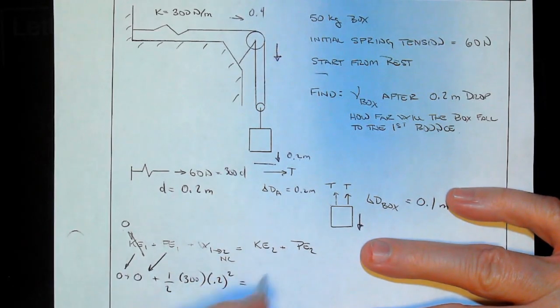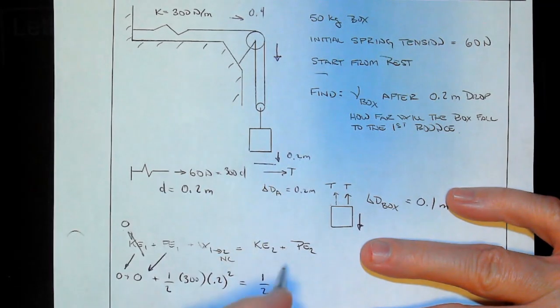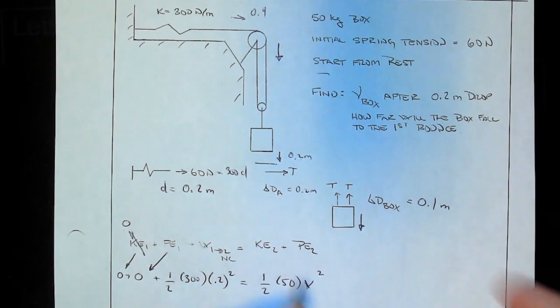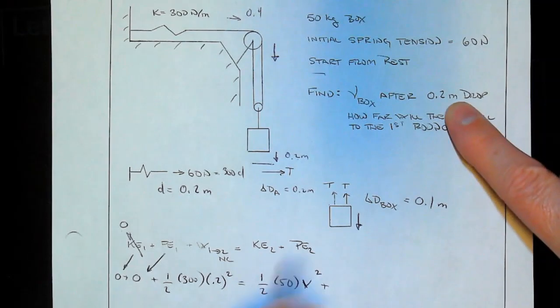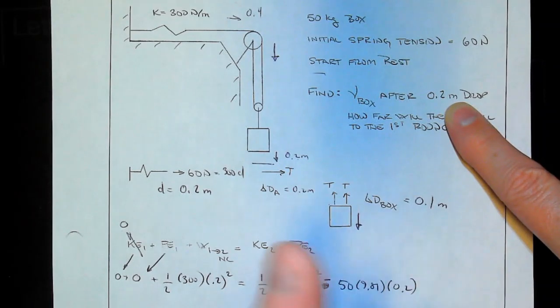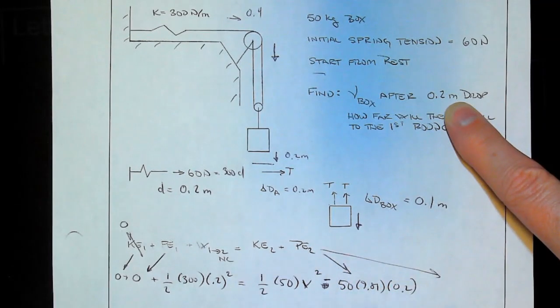KE2. Okay. We let this fall 0.2 meters. The box will have a velocity. So let's see, 1/2, we've got 50 kilograms, and we don't know how fast that's going, so we'll just call that v squared. All right. We know it's going to fall 0.2 meters. So 50 kilograms, 9.81, 0.2, and let's put a minus sign in there. So that's negative potential energy happening. Okay, and now this has two terms, the gravity term and the spring term.